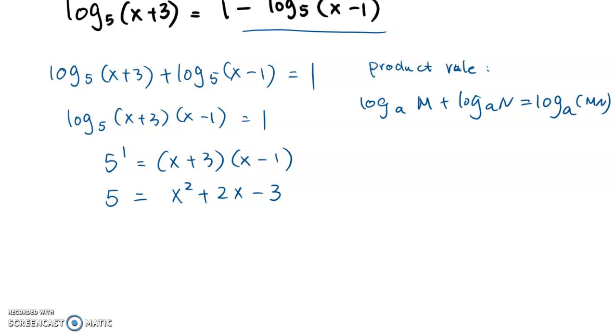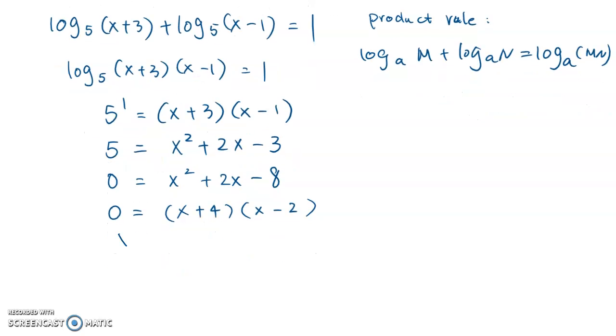We know to solve a quadratic equation, you need to move all the terms to one side. So I'm going to move the 5 to the right side. Okay, now I'm going to solve it by factoring. So I'll have x plus 4 times x minus 2. Now, two possible solutions.